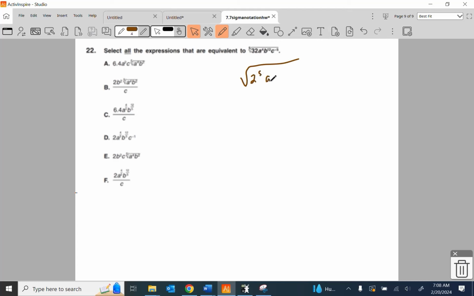2 to the 5th, a to the 4th, b to the 12th, c to the negative 5th. 5th root. 5 enters 5 once, 2 outside. 5 enters 4 no times, a to the 4th inside. 5 enters 12 twice, remainder of 2. 5 enters negative 5, negative 1 times, c to the negative 1st out front, remainder of 0.